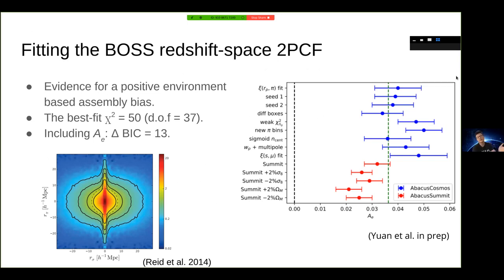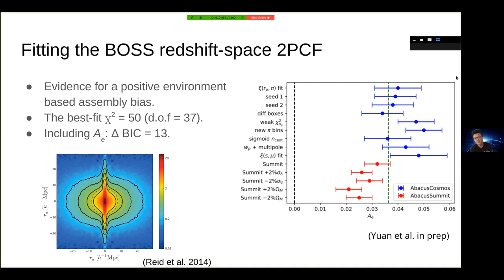So finally, I want to showcase some recent results we had trying to fit the full-shape redshift space two-point correlation function from BOSS CMASS data with an extended HOD that includes the environment-based assembly bias effect. The bottom panel is showing you an example of the full redshift space two-point correlation function. What we did is try to fit this with a very extended HOD that incorporates various physically motivated effects, such as velocity biases and satellite profile variations, and also environment-based assembly bias. The right-hand panel is showing you the summary of the environment assembly bias best fits across all of the fits that we've done.